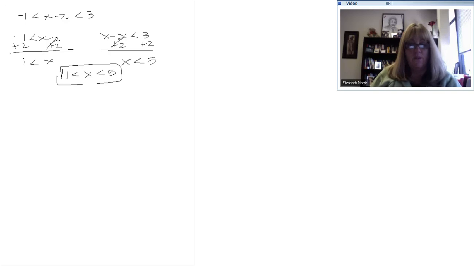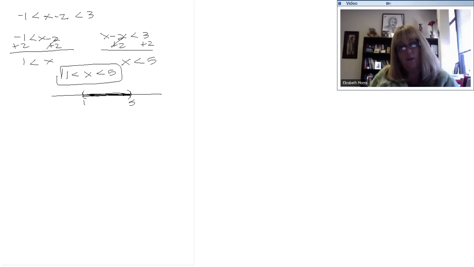We still have to graph it. There's 1, and here's 5. It says x is greater than 1, and x is less than 5. So do you see how they come together? It's everything in the middle. And the interval notation would be what's the farthest thing to the left? 1. What's the farthest thing to the right? 5. And they both get parentheses.